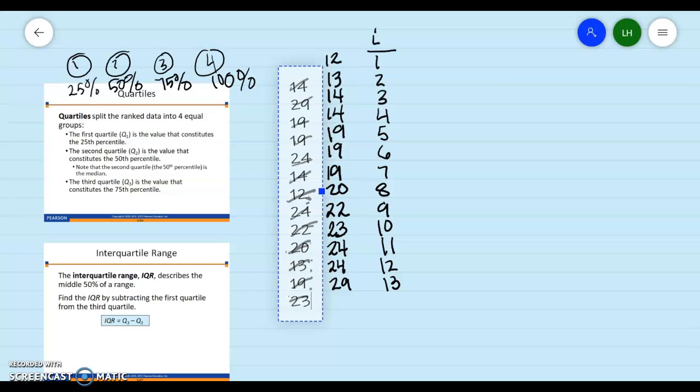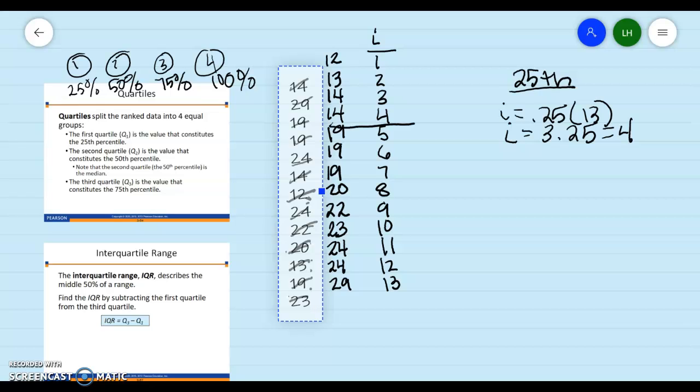So for the 25th percentile, we would do 25 over 100, which would be 0.25 times 13. So if you do 0.25 times 13, you're going to get 3.25, but we're going to round up to 4 because that is our rule. 1, 2, 3, 4. So here is the 25th percentile. So our number would be 14.